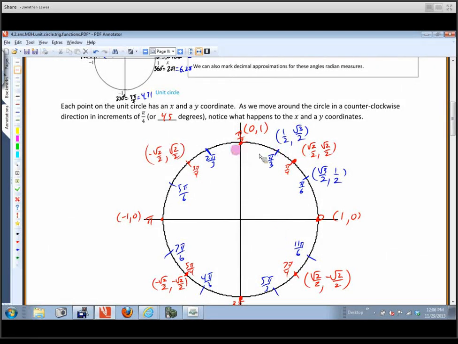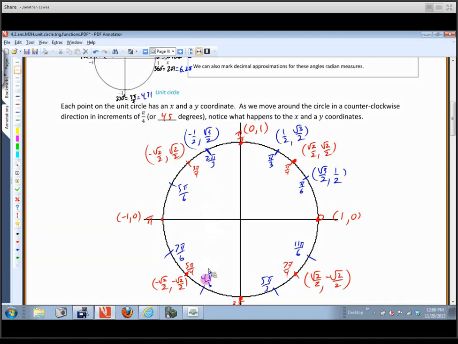These 2 points are symmetric. So they're just as far above the x-axis for both of them, but we went to the right on this one, we went to the left on this one. So this one's going to be negative 1/2 comma radical 3 over 2. Now I'm going to skip ahead just a little bit. Follow this one straight down.